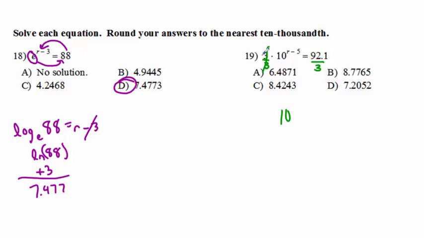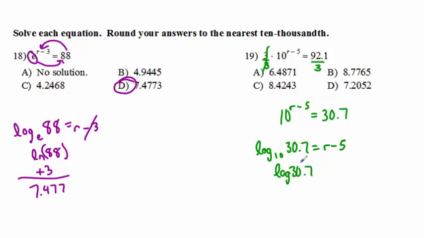Number 19, we got to move the 3 first by dividing. We can't do 3 times 10 and get 30 because the 3 doesn't have an exponent, so you can't combine those. So 10 to the r minus 5 equals 30.7. And then rearrange this into a logarithm. So this is log base 10 of 30.7 equals r minus 5. Now, log base 10 of 30.7 is actually the same thing as just log of 30.7. You can do it either way. You can either go to math and go up to log base, or you can just use the regular log button on your calculator. So now I need to add 5, and that gives me 6.4871, which is A.